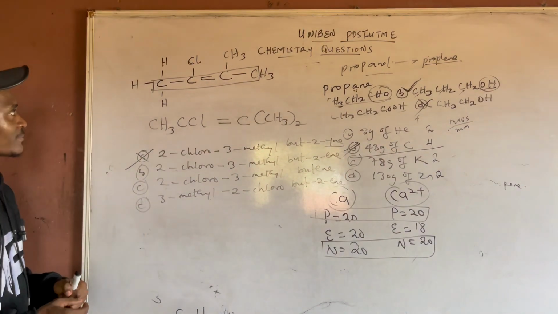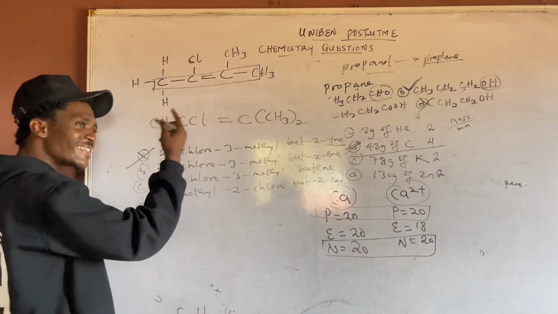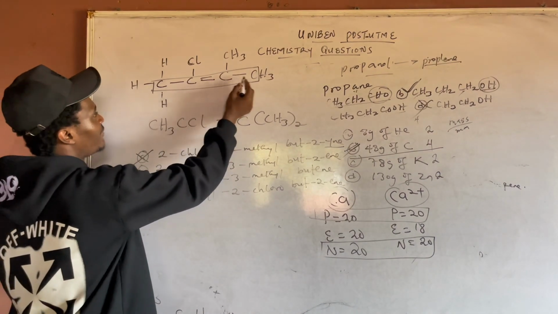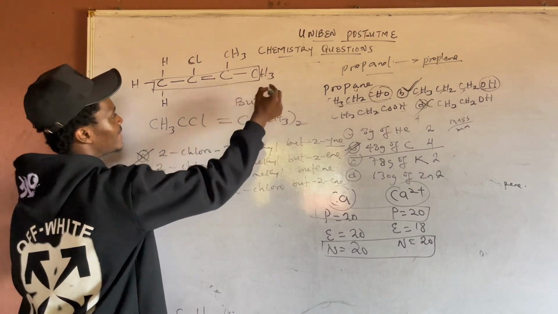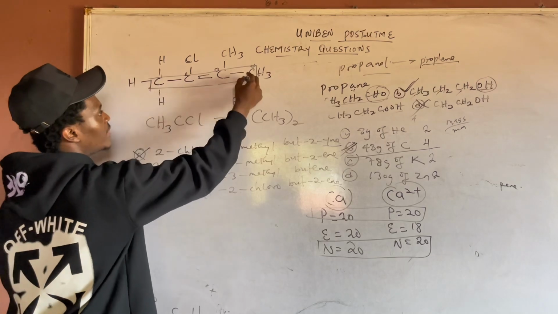Then next. Now we have double bonds. And this is the parent. Let's get the parent name. 1, 2, 3, 4. But first. Then number forward. 1, 2, 3, 4. And number backward. 1, 2, 3, 4.